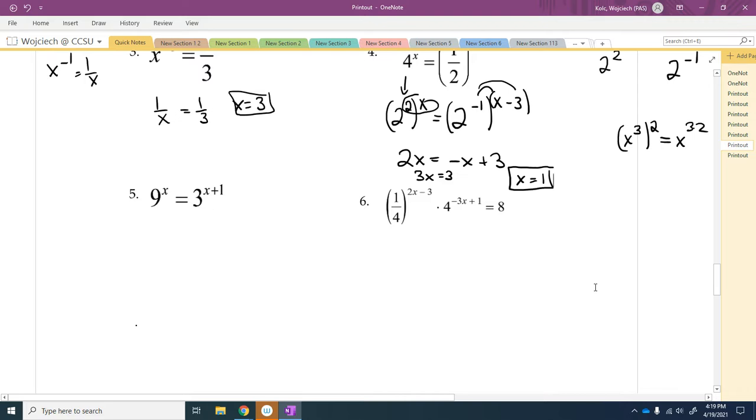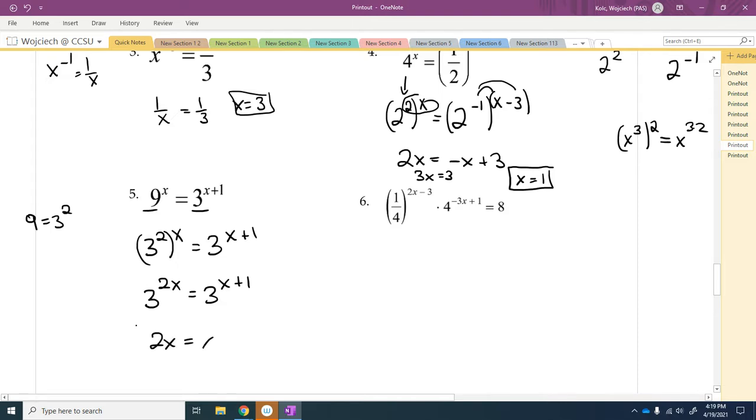Okay, last 2 examples. The base is 9 and the base is 3. I can rewrite 9 as 3 squared. So I get 3 squared raised to the x power is equal to 3 to the x plus 1. Okay, this becomes 3 raised to 2x equals 3 to the x plus 1. Now, same basis, same exponents, so 2x is equal to x plus 1. Subtract x from both sides, x is equal to 1.